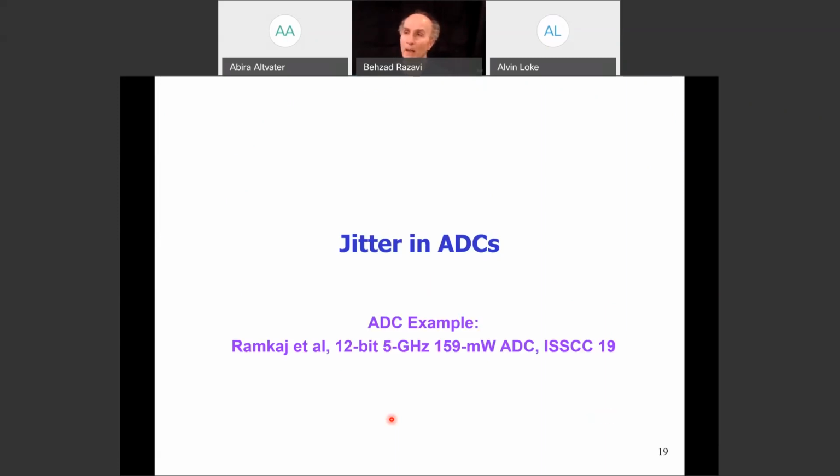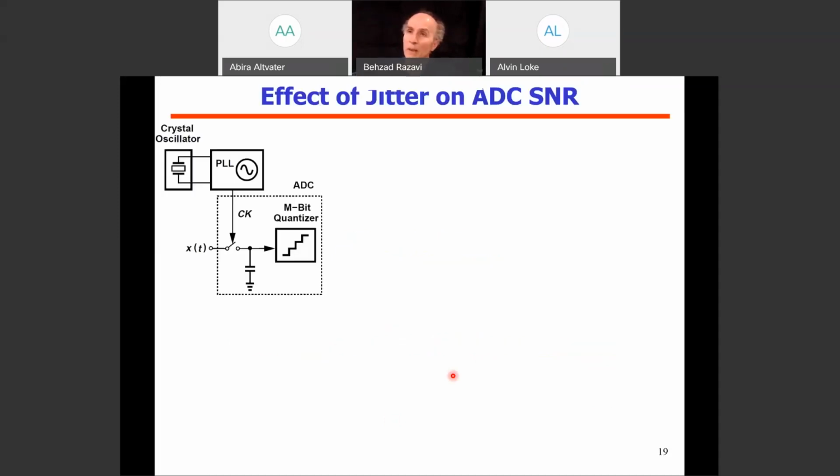Okay, throughout this analysis, I will refer to this example from ISSCC 19, a 12-bit, 5 gigahertz, 159 milliwatt A to D. I would like you to remember this power consumption, and then we'll see how much power consumption the VCO or the PLL will need to drive this A to D. All right, so here's the situation. We have a simple abstract view of the A to D consisting of a sampler and the quantizer.